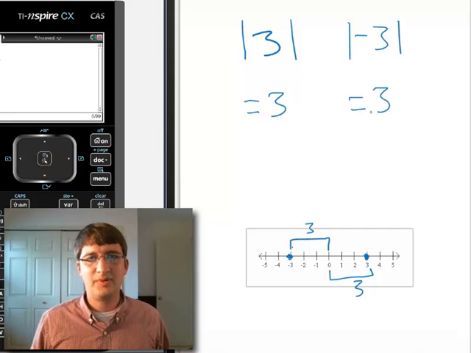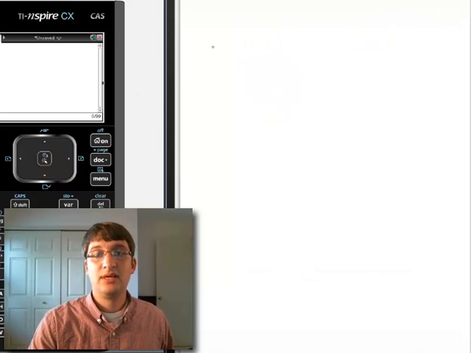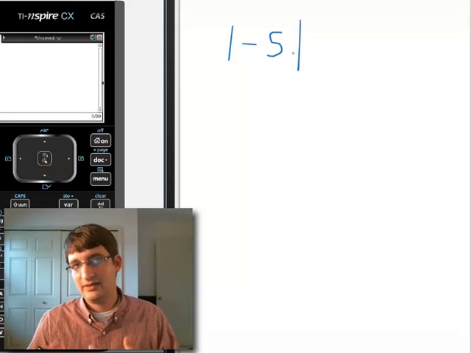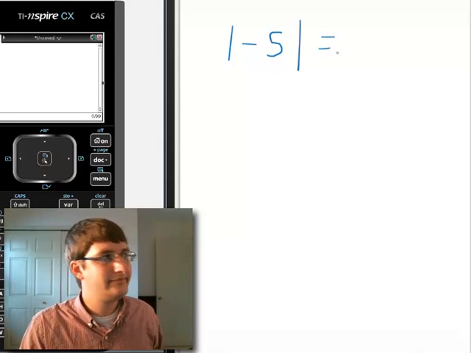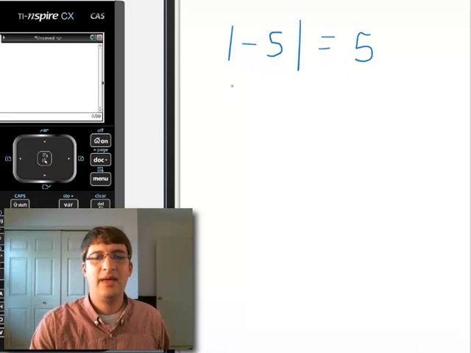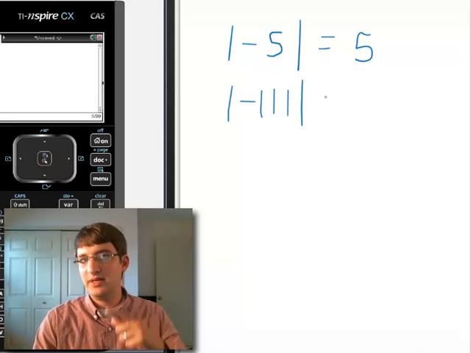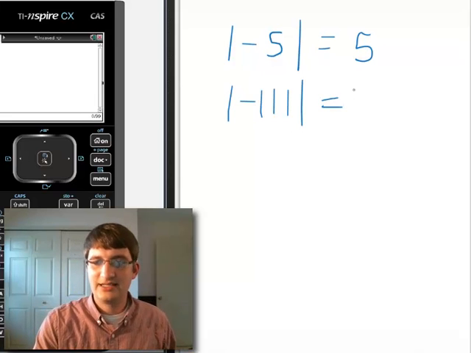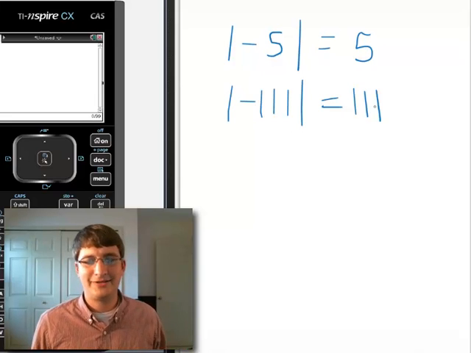Okay, so let's look at a couple more problems of absolute values. The next problem: let's say the absolute value of negative 5. What's the distance from negative 5 to 0? The answer to that problem would be, let's hear it. What is it? I'm waiting. 5, okay. And then let's try another one. The absolute value of negative 111 is going to be, yeah, positive 111.